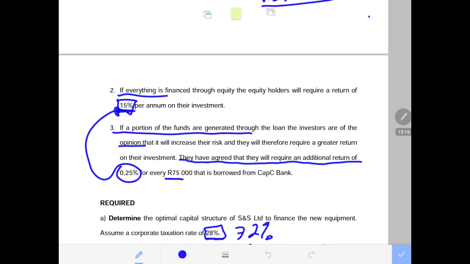For every 75,000 rands that is not taken, meaning if SNS company or Simpiwe decide not to take the entire 375 through the issue of shares, for every amount that is not funded through equity, the return on the investment will be expected to increase by 0.25%. So now we have these options, and we need to find which funding instrument or capital structure will be the best to finance this new equipment.